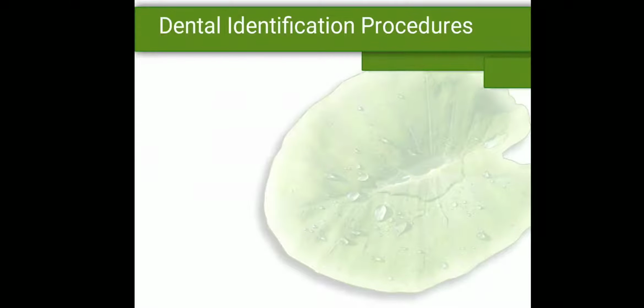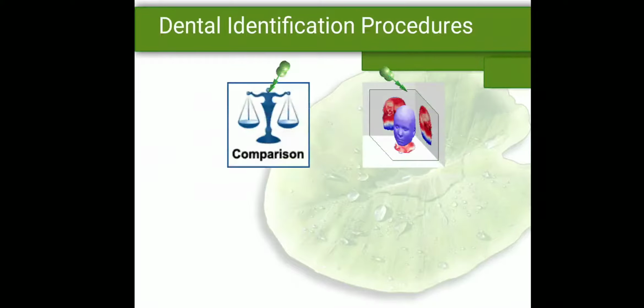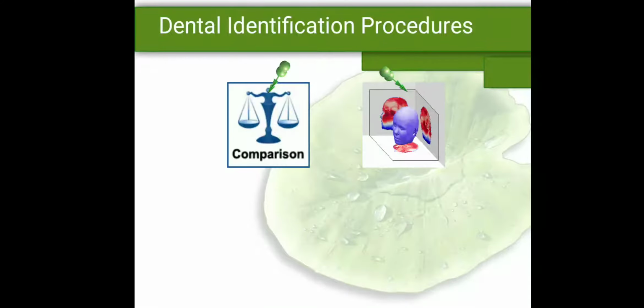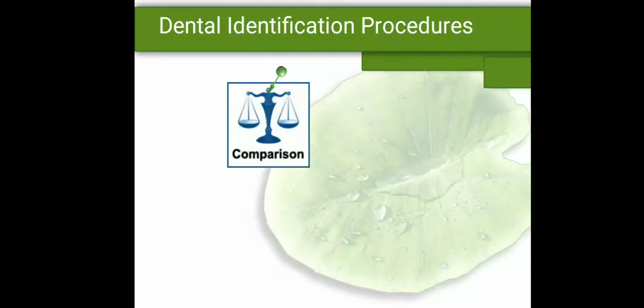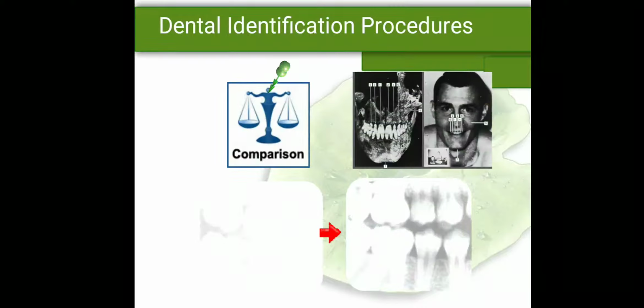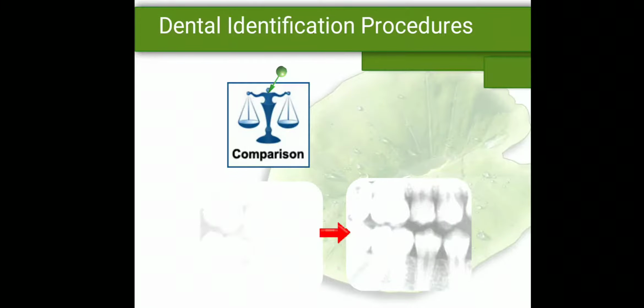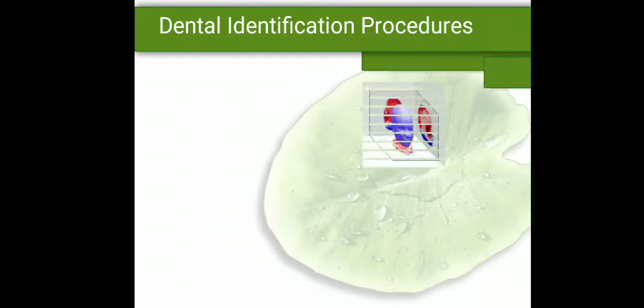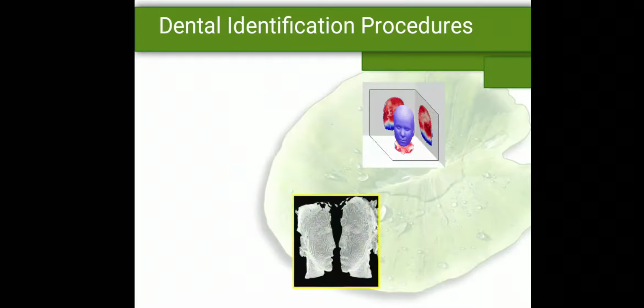The dental identification procedures include two simple procedures. First, we compare the ante-mortem with the post-mortem records, and second is 3D reconstruction of the face. So the first is comparison. Here we can compare the two radiographs, ante-mortem with post-mortem x-rays. Then next, we can have 3D reconstruction of the face with the computer.